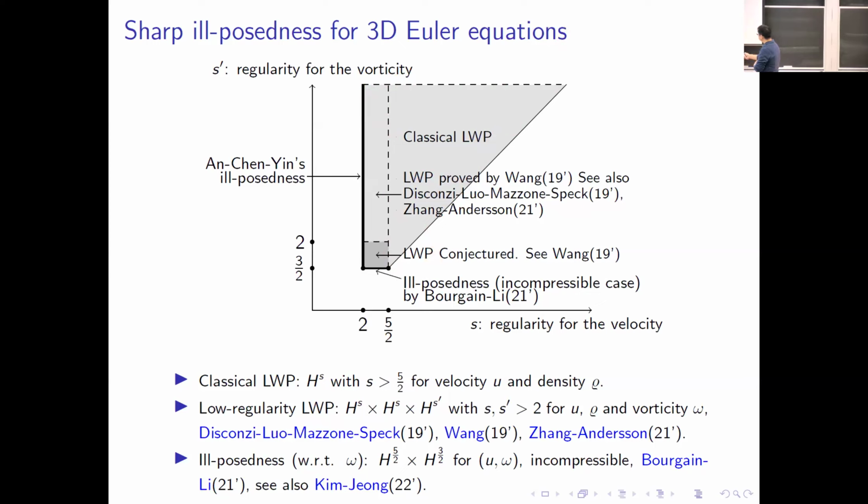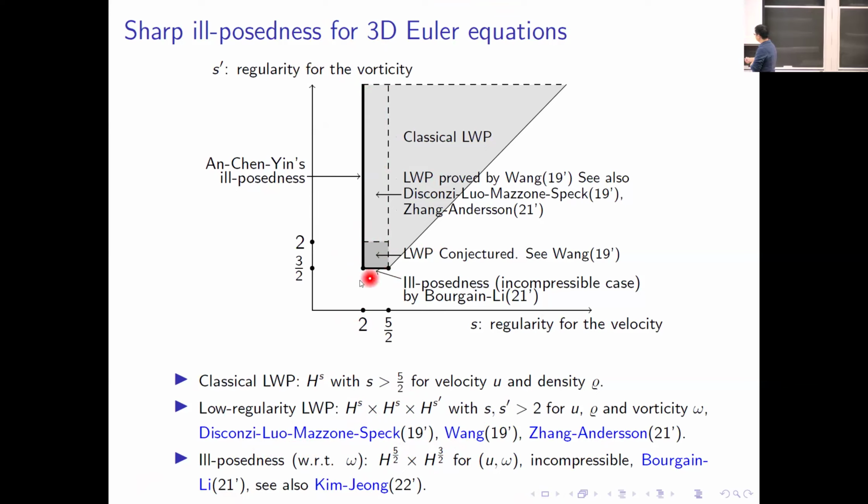Our ill-posedness corresponds to this solid line, where the velocity is in L2 and the vorticity could be smooth. In this very thin region, there is really hard effort made by Disconzi, Luo, Mazzone, Speck, and later Qian Wang. Also Zhang and Anderson showed that they have local well-posedness in this region. This blue square region is still open at this moment. People believe there should be local well-posedness, but it is not proved yet.